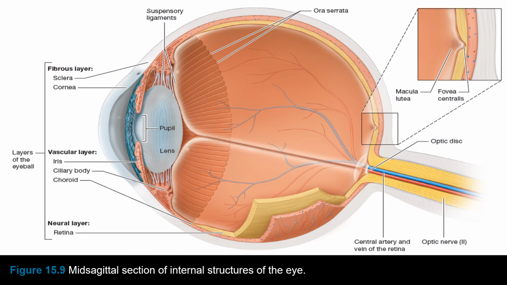And here is where we're going to see that structure right here. Now this rounded, flattened disc is the lens, and it is connected through these suspensory ligaments here to the ciliary body here. Oh, goodness, excuse me.